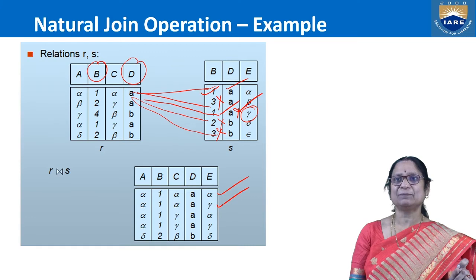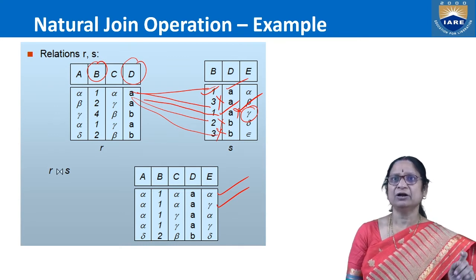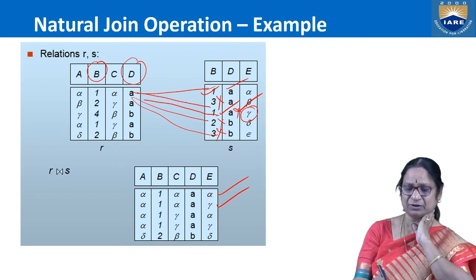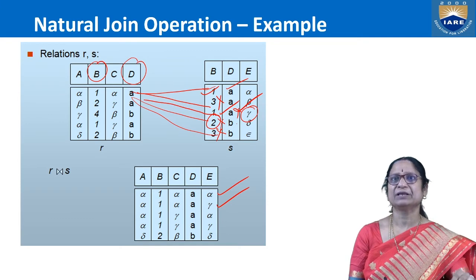Like that with the second tuple also. Beta 2 gamma, nothing will happen. So beta 2 gamma A. That means we are going to have beta. In case of B, value 2 is only with this tuple. But here A must be there, but we got B actually.